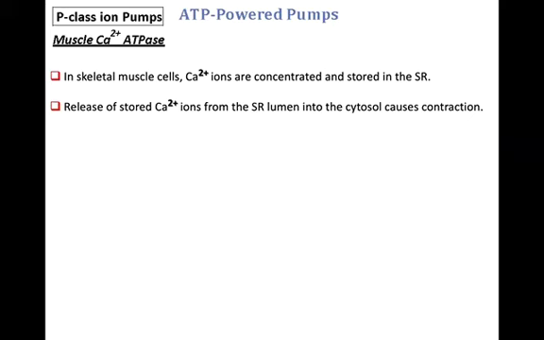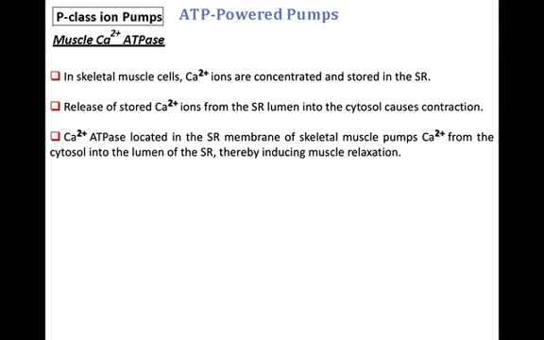So let's see another example of P-class ion pumps, which is in muscle. Actually, we'll talk about the muscle calcium ATPase. One of the important ATPases is the calcium ATPase in the muscle. In skeletal muscle, calcium is crucial for the process of contraction and relaxation. In skeletal muscles, calcium ions are concentrated and stored in the smooth endoplasmic reticulum. Actually, it's not only in skeletal muscles; calcium is always stored in the smooth endoplasmic reticulum. The release of stored calcium ions from the smooth endoplasmic reticulum into the cytosol triggers contraction of the skeletal muscle. The calcium ATPase located on the SR membrane of skeletal muscle pumps calcium from the cytosol into the lumen, thereby inducing relaxation, which is the vice versa process.